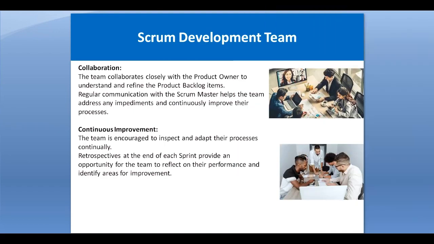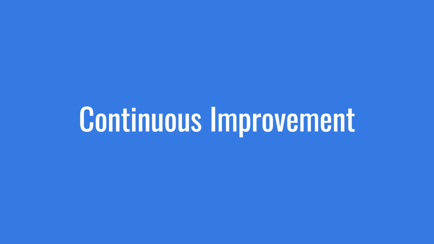Collaboration means the team collaborates closely with the product owner to understand and refine the product backlog items. Regular communication with the Scrum Master helps the team address any impediments and continuously improve their processes. Then continuous improvement: the team is encouraged to inspect and adapt their processes continually. A retrospective at the end of each sprint provides an opportunity for the team to reflect on their performance and identify areas for improvement.